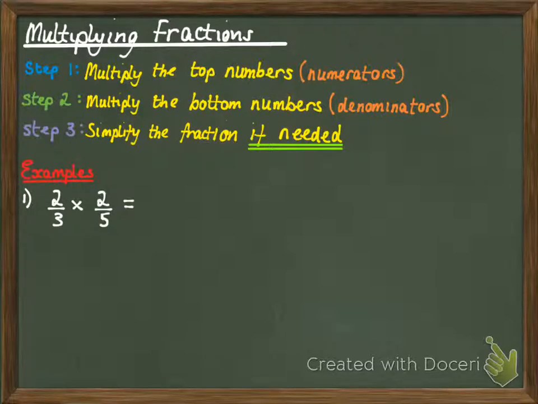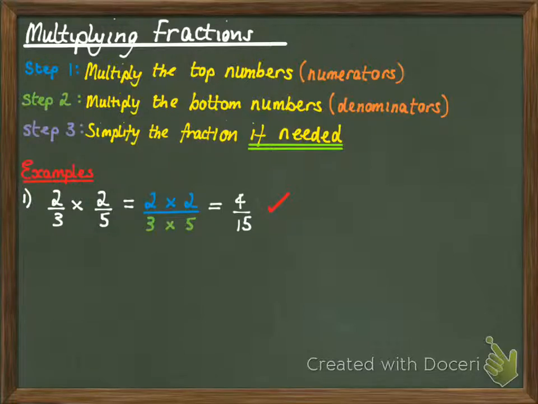So step 1 is going to be multiply the top numbers. So either underneath or alongside, I'm going to write 2 times by 2. I'm multiplying the 2 top numbers together. So 2 times by 2 over, now step 2, multiply the bottom numbers together. So 3 times by 5. So I'm left with 2 times by 2 divided by 3 times 5. I'm going to tidy that up. 2 times by 2 is 4. 3 times by 5 is 15.